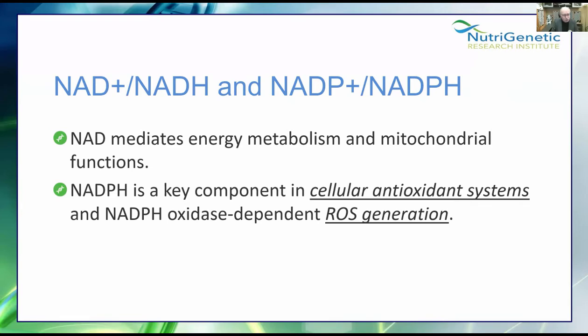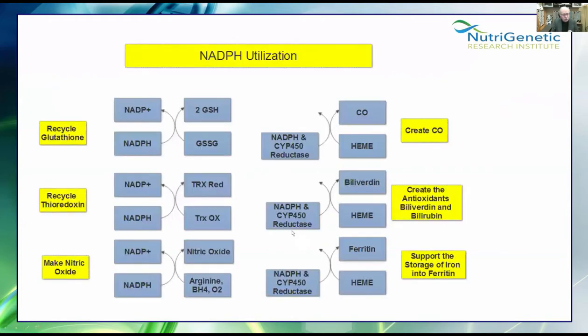NADPH, as we just said, and that's why I have it in here twice, is a key component in cellular antioxidant systems. It takes that oxidized antioxidant and turns it back to reduced. But it's also involved in reactive oxygen species generation. What an interesting concept, that this same molecule will protect us, but will also create a burst of free radicals. We'll be getting into that.